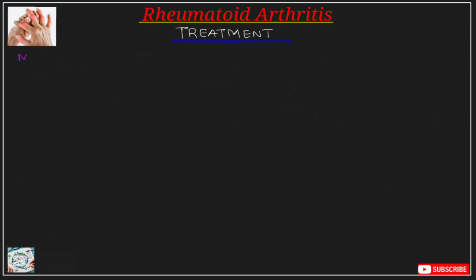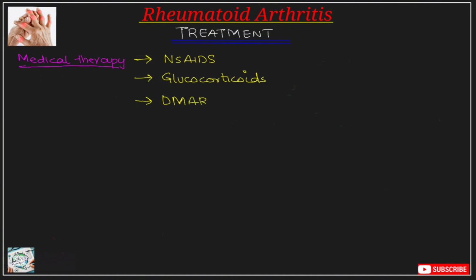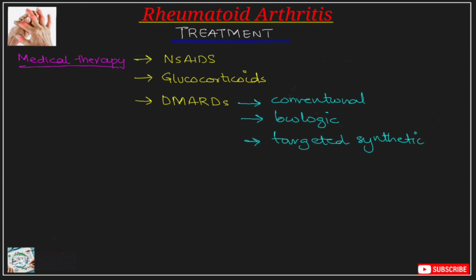Okay, coming toward the treatment of rheumatoid arthritis, three main categories of drugs are used. These include number 1, non-steroidal anti-inflammatory drugs, NSAIDs, number 2, glucocorticoids, and number 3, the disease-modifying anti-rheumatic drugs, also known as DMARDs. The DMARDs are further classified into three types: conventional, biologic, and targeted synthetic DMARDs.